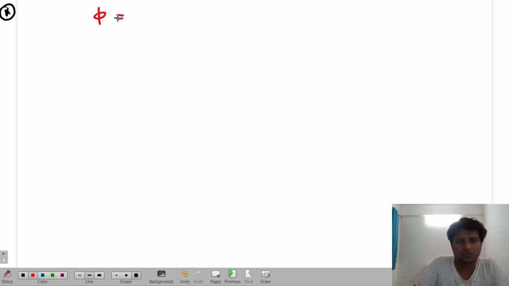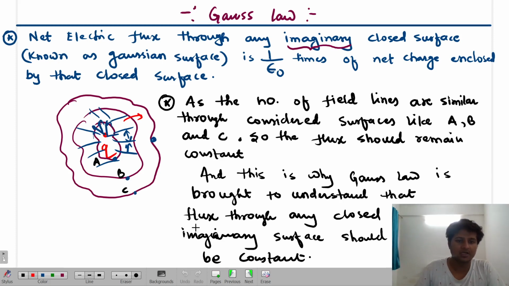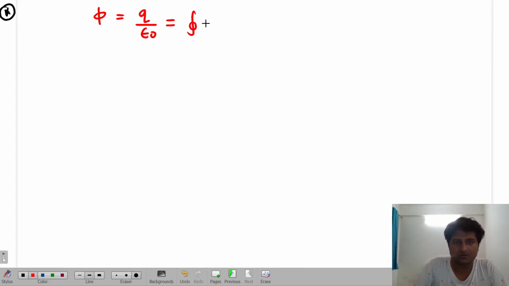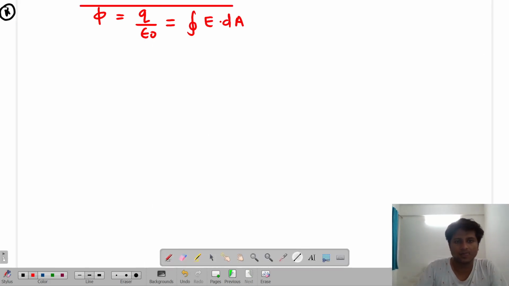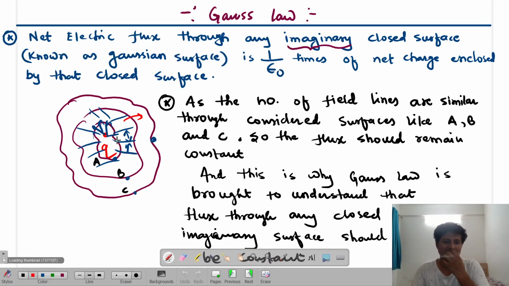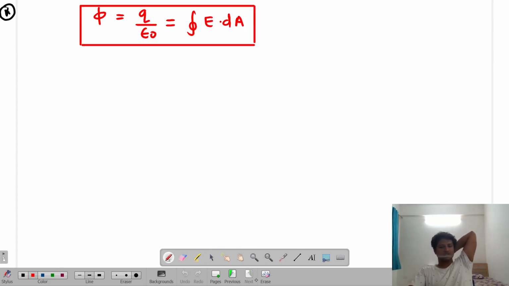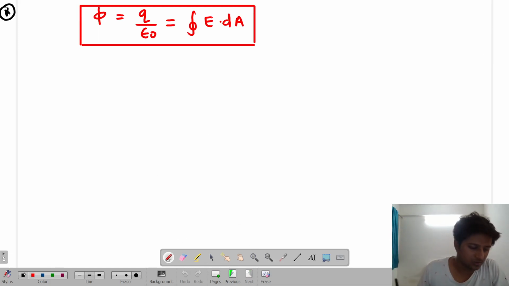So this is why the field relation was given. That as flux is q by epsilon naught, and due to that flux we know that it will be sum of all the electric field in that region, isn't it? So that must be equal to E dot dA. Is that clear? So Gauss law was an interpretation to make this kind of discrepancy which was there earlier, to make it fixed.